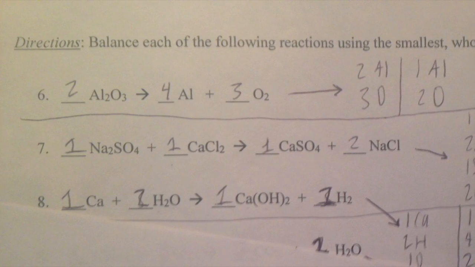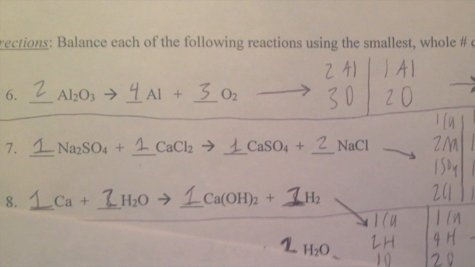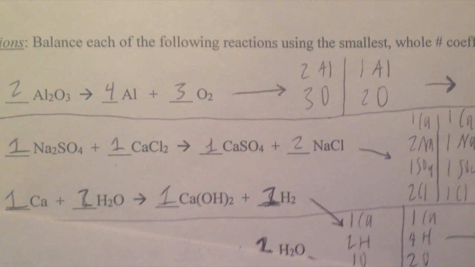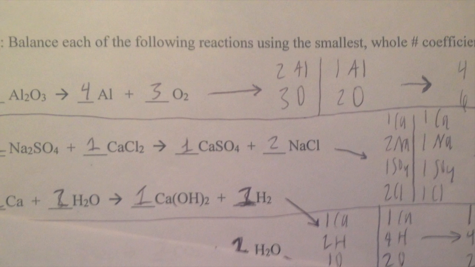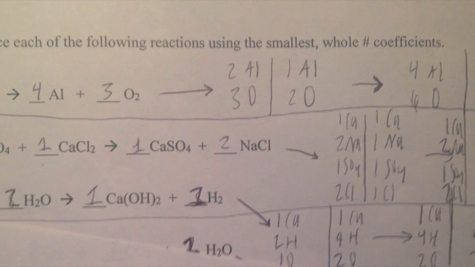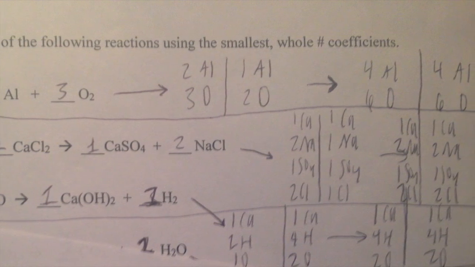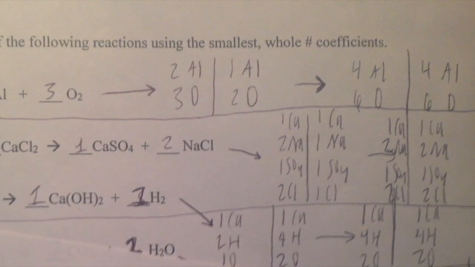Alright, for problem 8, you're going to start off with 1 calcium, 2 hydrogen, and 1 oxygen. And on the product side, you have 1 calcium, 4 hydrogen, and 2 oxygen. So what you want to do is double the water, and then you will be even.